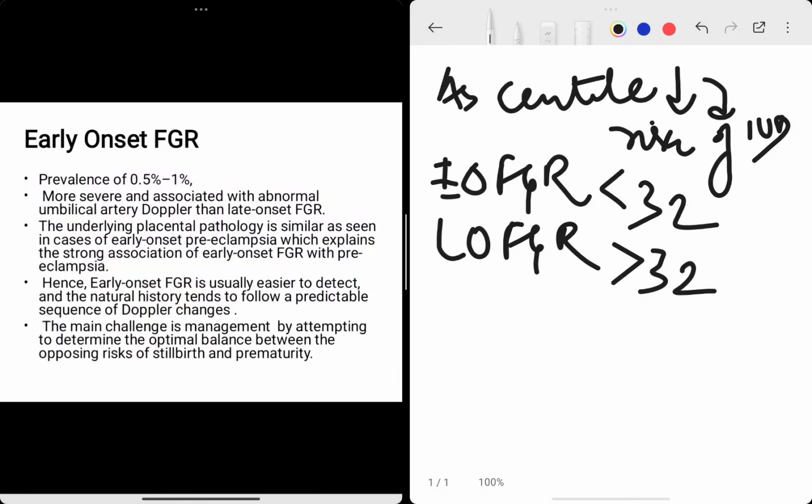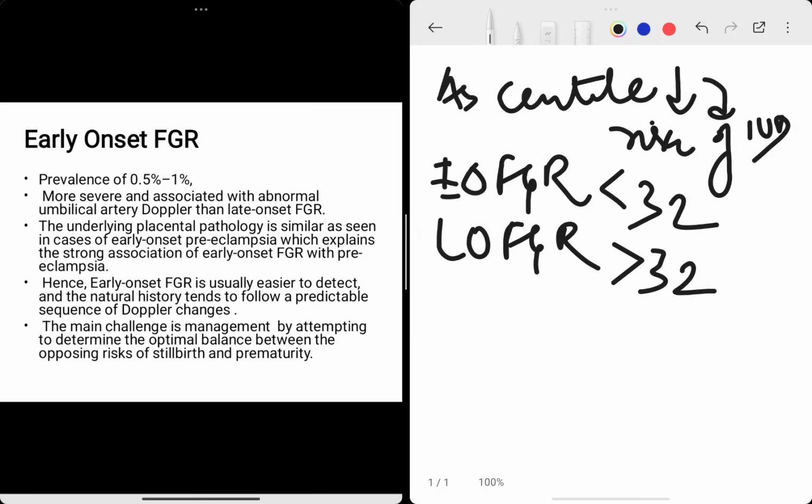Now coming to early onset FGR, the incidence is very less, prevalence is just 0.5 to 1%. But if this occurs, then this is very severe, and the Doppler changes are very evident as compared to the late onset FGR. In late onset FGR, the Doppler changes can be absent also. Here the defect lies within the placenta, and the features are similar to early onset preeclampsia, which explains the strong association between these two conditions.